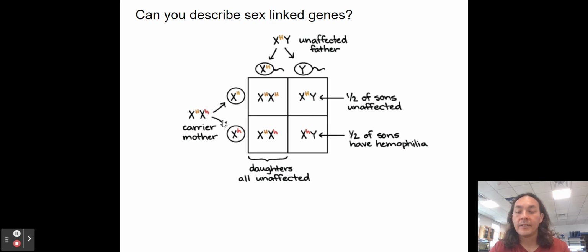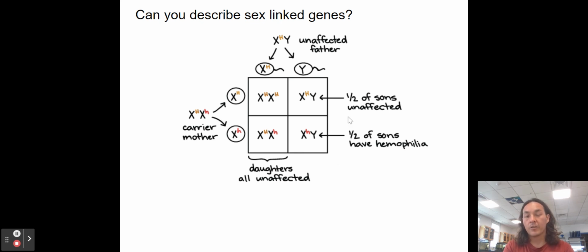So here it is for hemophilia. Hemophilia is when your blood can't clot, so you can't stop bleeding. And this mother is a carrier. All of her daughters will be unaffected. Her daughters will get from dad an X with the dominant allele, and from mom an X with either the dominant allele or the recessive. So one half of the daughters will be XX with two dominant alleles, and one half of the daughters will be XX with one recessive allele, one dominant allele. So they will be carriers of the disease.